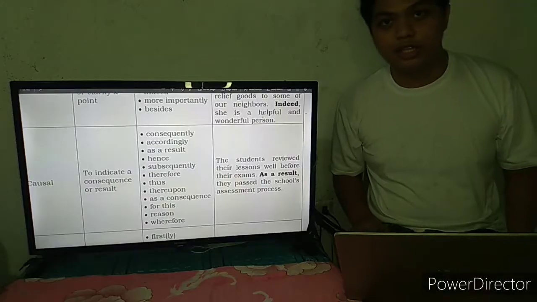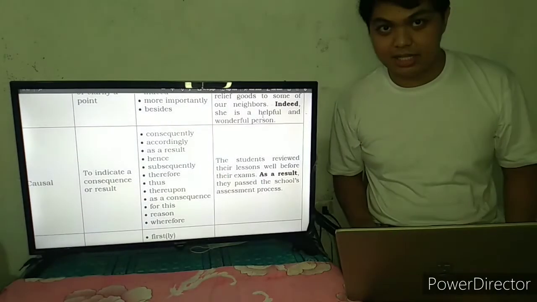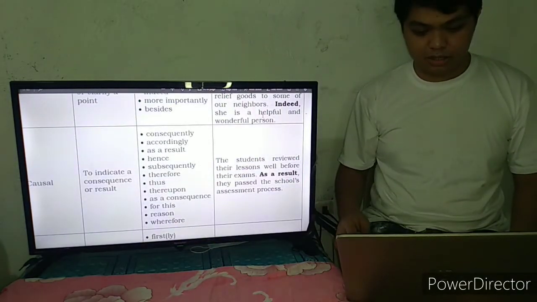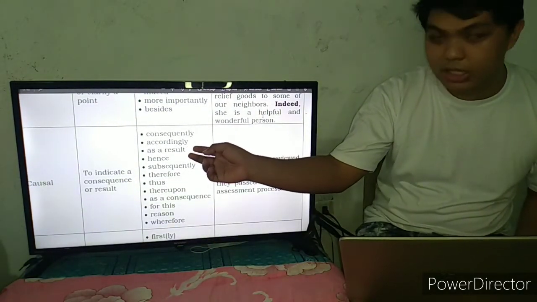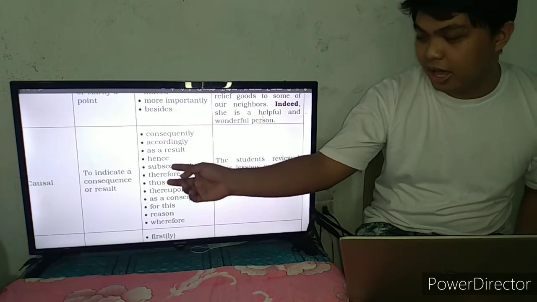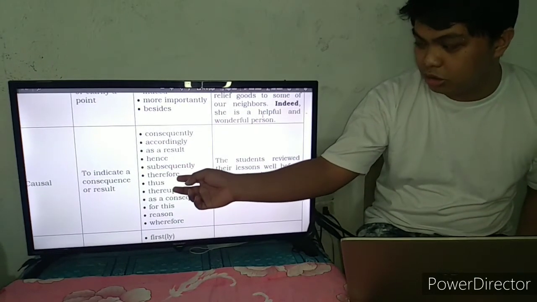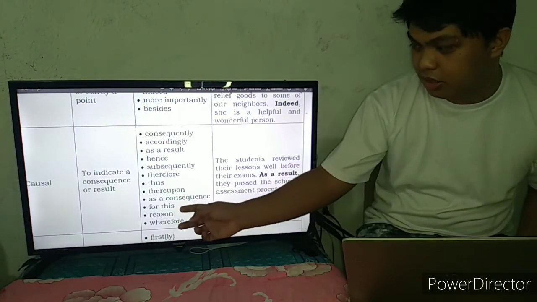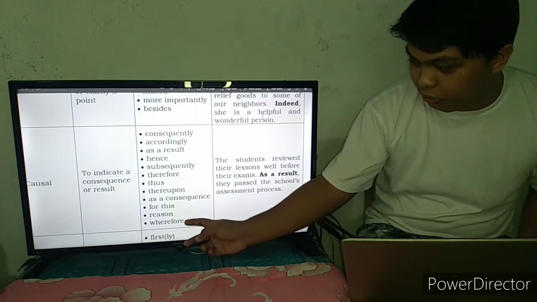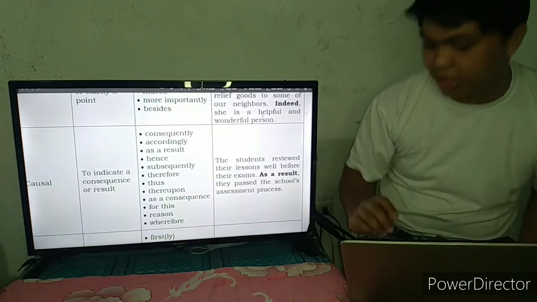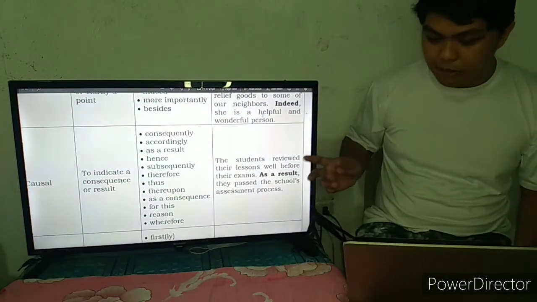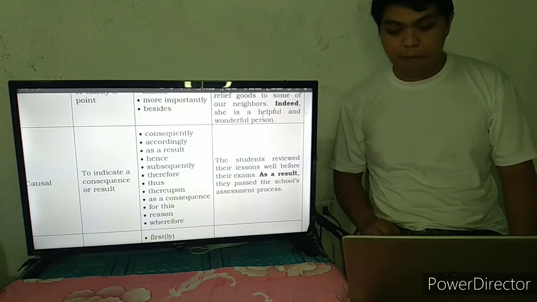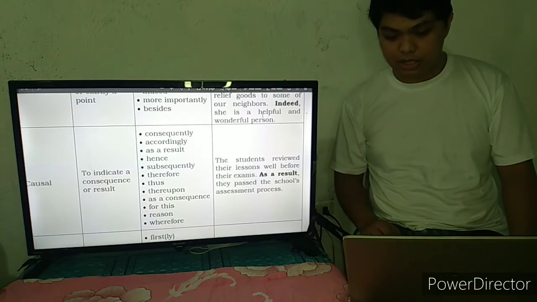That is, okay, the third one is causal. Okay? To indicate a consequence or result. Consequently, accordingly, as a result, hence, subsequently, therefore, thus, thereupon, as a consequence, for this reason, wherefore. Okay. The students reviewed their lessons well before their exam. As a result, they passed the school assessment process.